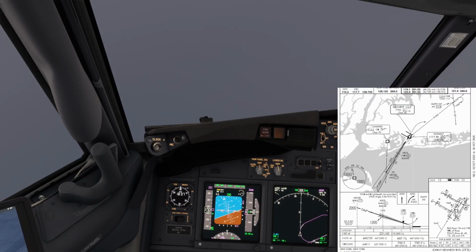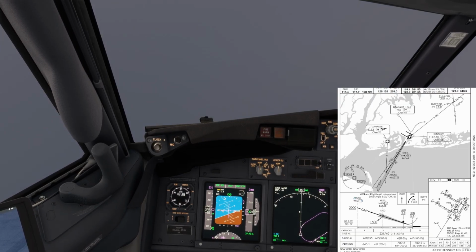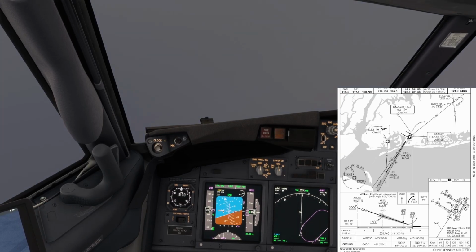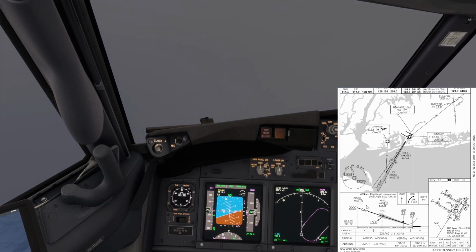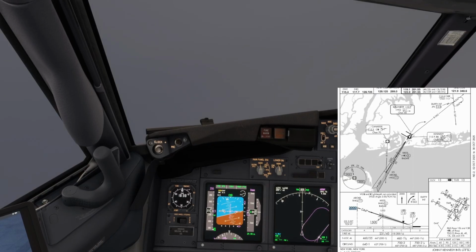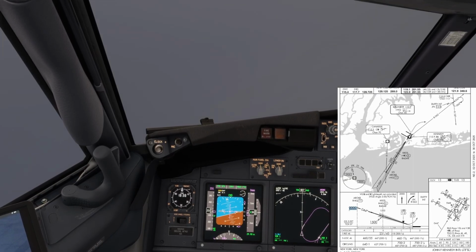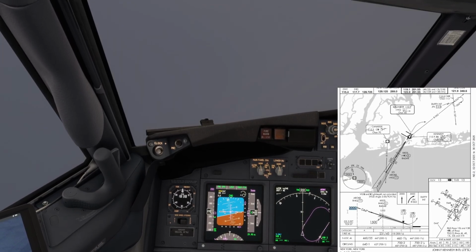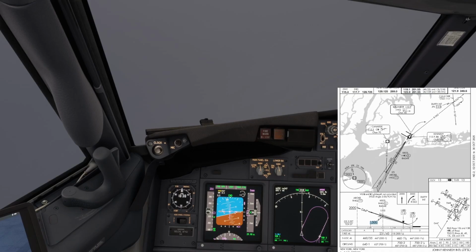Pretty simple. Here's where we're holding at right now. This is an unpublished hold. There's no hold here on the chart. We made this up essentially in the FMC. You'd want to say, we're crossing Roque at or above 2,000 feet when it has a little line right there, the numbers above the line. That means you want to cross that fix, Roque, at or above 2,000 feet. And then down to 1,500 feet or above.